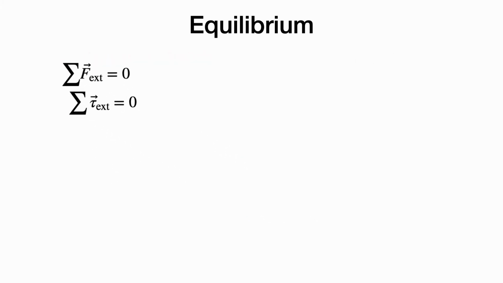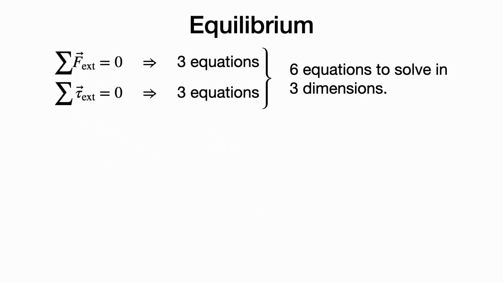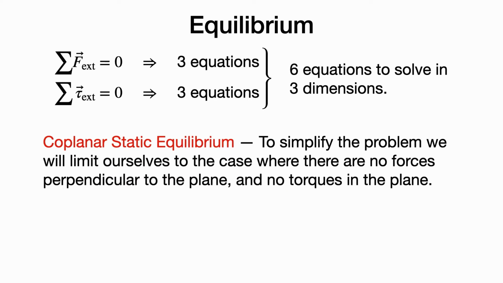In general, the sum of all the forces and sum of all the torques lead to a total of 6 equations that need to be solved in 3 dimensions. This can lead to problems which are quite complicated. To simplify life, we're going to consider only coplanar static equilibrium. This means that we're going to limit ourselves to cases where there are no forces perpendicular to a particular plane and no torques that are in the plane.